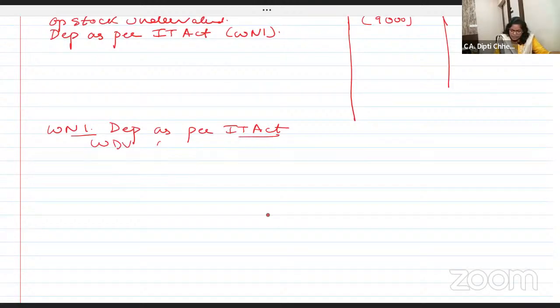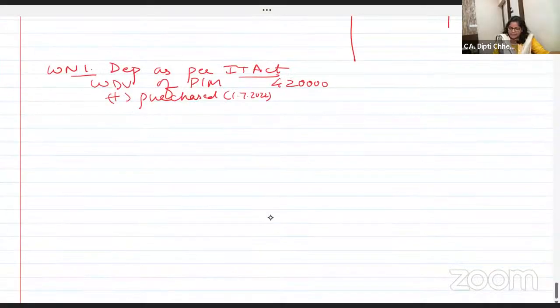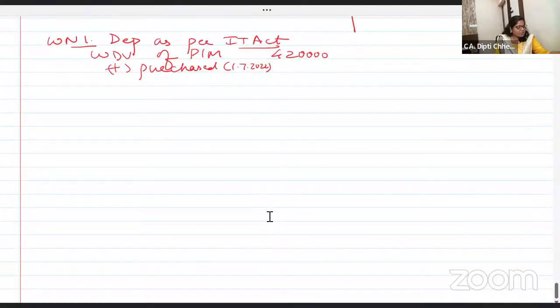WDV of the plant and machinery is 4,20,000. New plant falling under the block is purchased. I always said, dear students, write the purchase date, though it is 1st July. 1st July means full year's depreciation. How much it is? Full year's depreciation is how much?